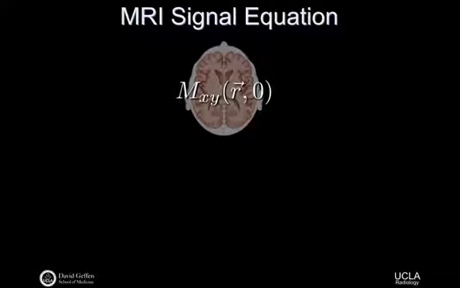Okay, so where are we? Well, let's back up a little bit. We have an object, right? We're trying to image something, someone's head. And we know pretty well now how to generate different states of the transverse magnetization, right?